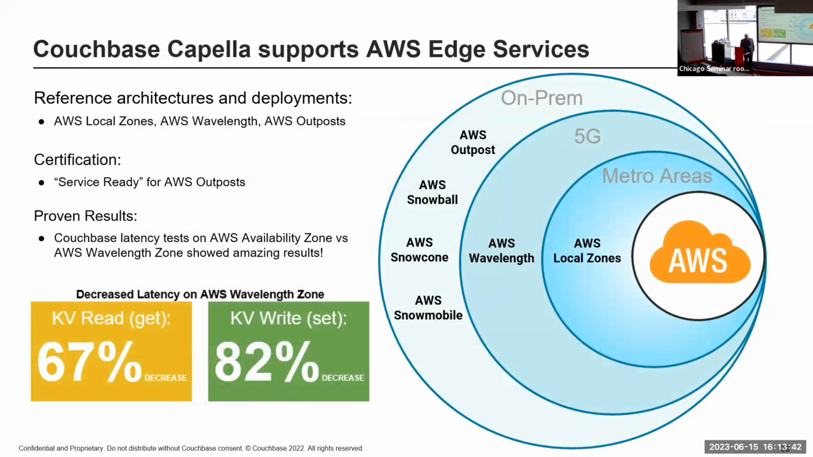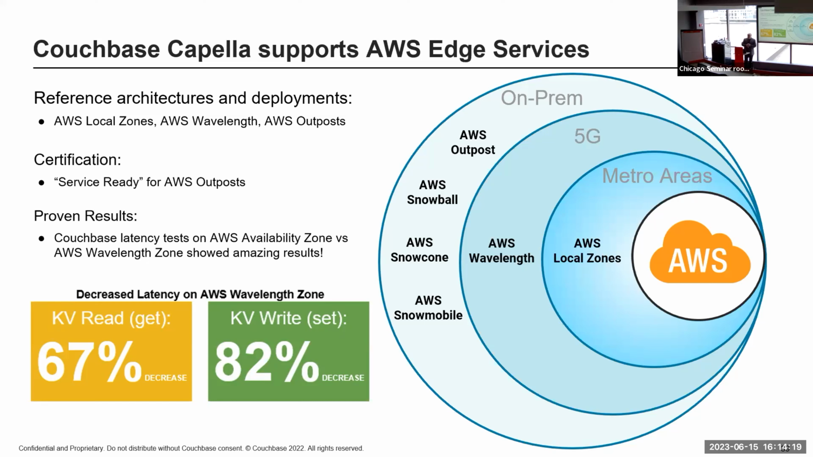So as I wrap up, Snowball is not the only AWS Edge service that we've worked with and tested. This isn't our first rodeo. In fact, we absolutely love the AWS direction for Edge, and we're trying to march in lockstep with AWS on this. So we've proven out edge computing architectures with the other edge services from AWS, including Local Zones and Wavelength. We're service ready certified on Outposts. And we've done similar tests on these services that show similar reductions in latency for app reads and writes.